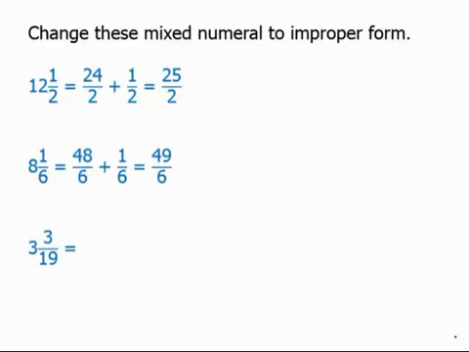We'll multiply the 3 by 19 over 19. 3 times 19 is 57. So 57 over 19 plus 3 over 19 gives 60 over 19. Those are the improper fraction forms of those mixed numerals.